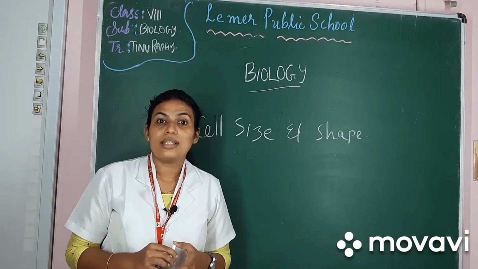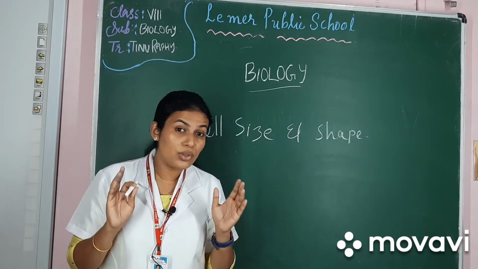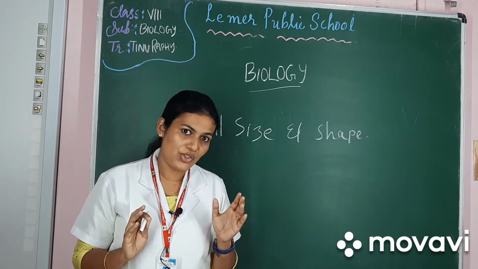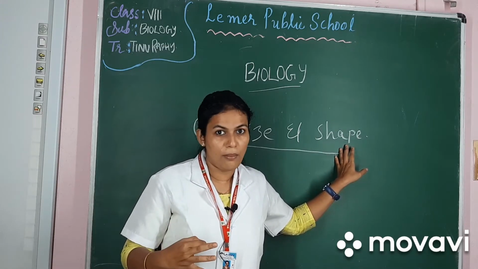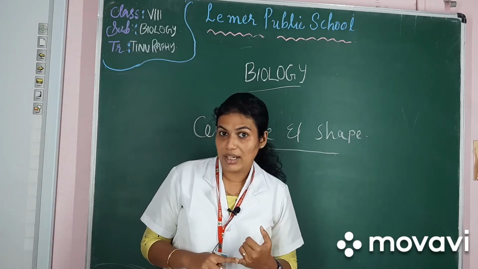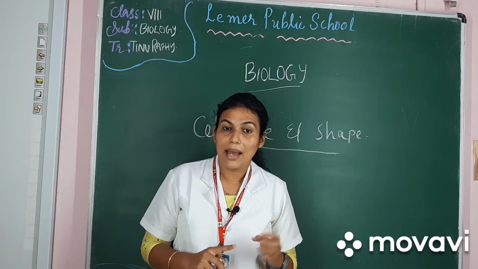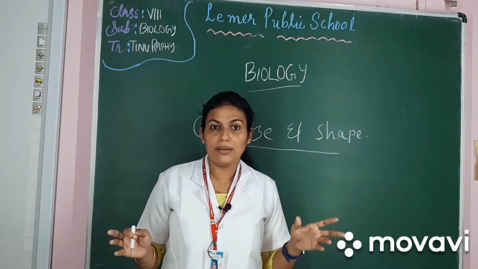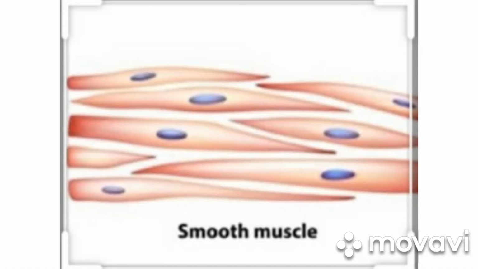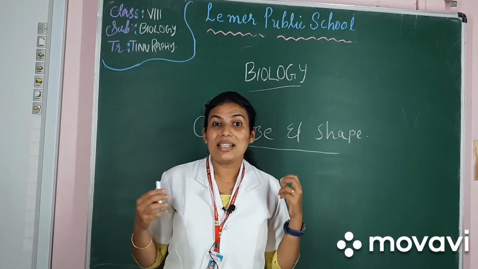For example, the size of a neural cell of an elephant is similar to the size of a neural cell of a cockroach. The shape of the cell also varies based on the function it performs. The shape can be spherical, for example the egg of many animals. The shape can be spindle shaped, for example smooth muscle fibers seen in the muscles of humans.